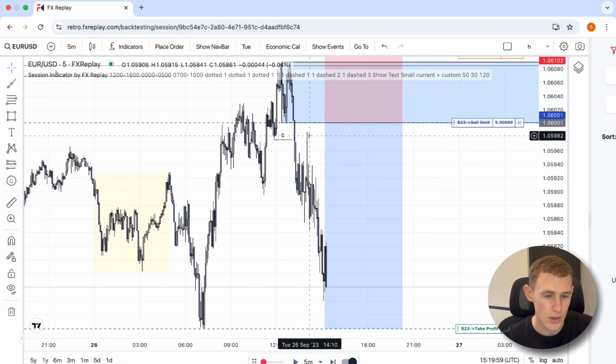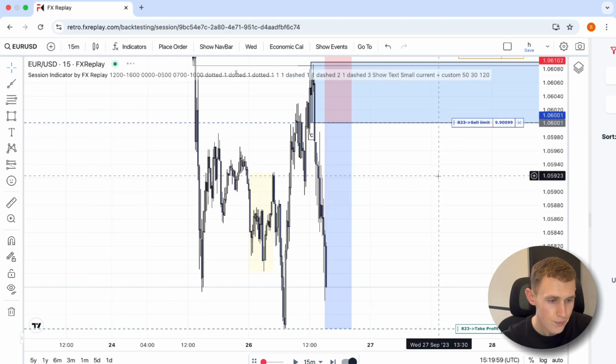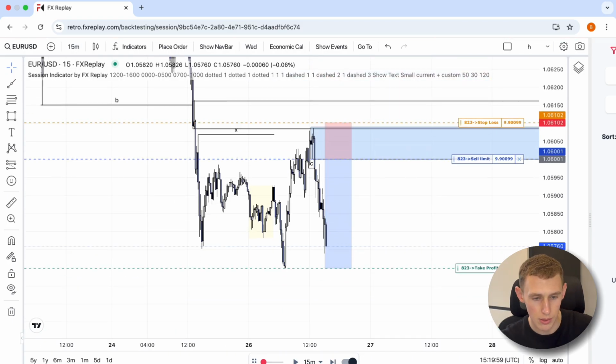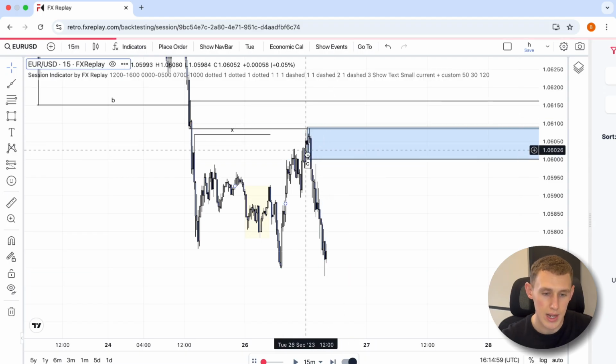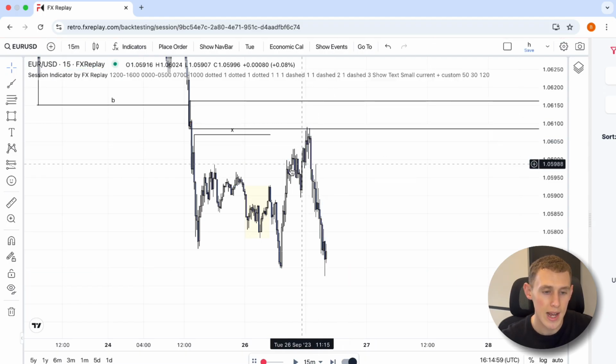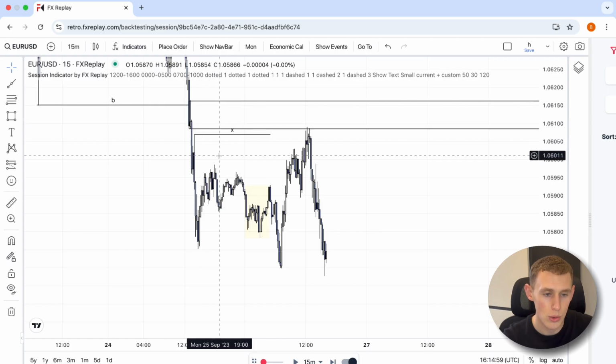Okay, so that's annoying. Price slightly missed us and continued down without us. So yeah, there we go. The current low was broken, so I'm now going to cancel this limit. Once again, analysis very accurate, like we called this supply zone.